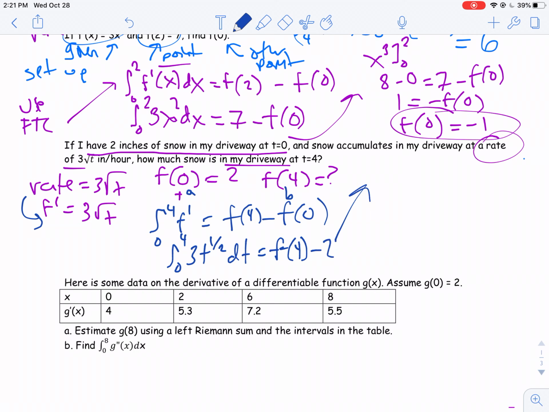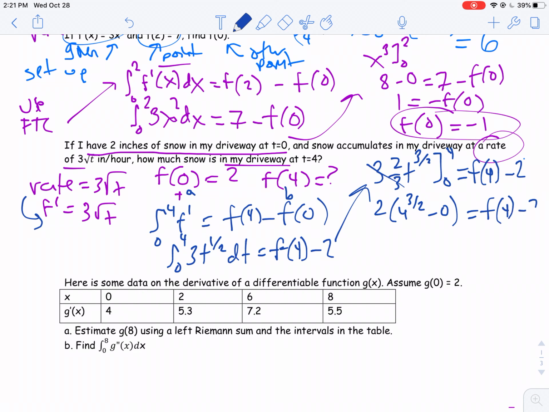So when I do that integral, that's 3, that'll be t to the 3/2. I will put a 2/3 in front, so those will cancel. Going from 0 to 4 equals f of 4 minus 2. Okay, so again, let's evaluate the integral. So I'll leave the 2 in front. So we have 4 to the 3/2, 0 to any power 0, equals f of 4 minus 2.